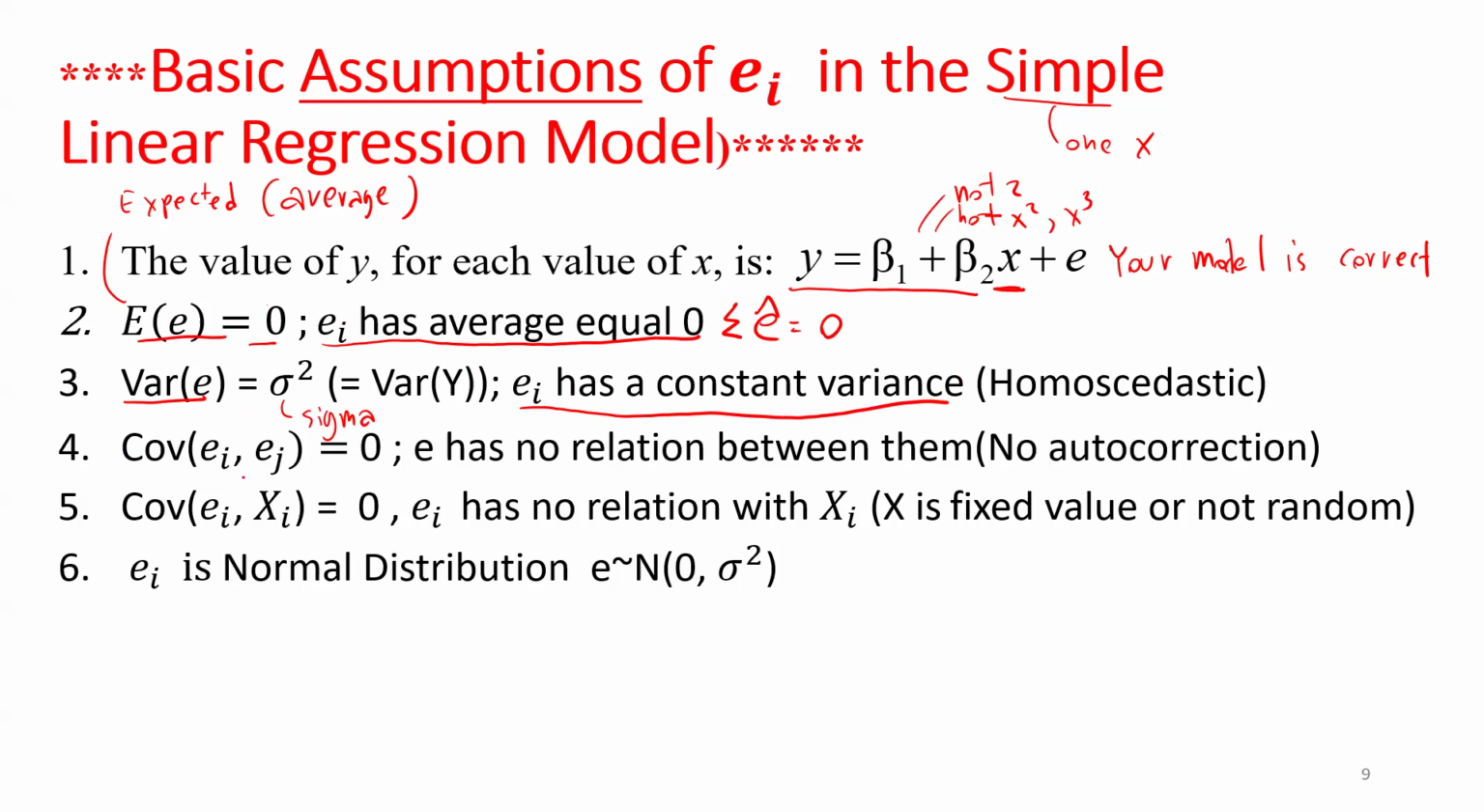Fourth, covariance of error equal to zero. It means error has no relationship between them. Again, just remember the word first. Later, I will show you what it means, because if you would like to understand this now, it will become very complicated. Later, I will tell you. Fifth, covariance of error and x is zero. So it means error has no relation with x.